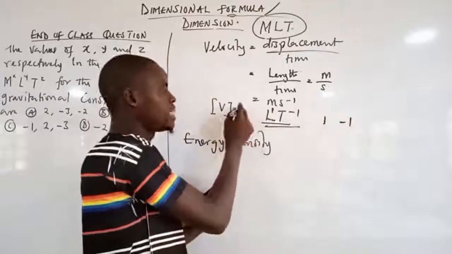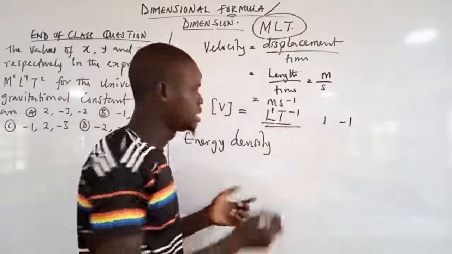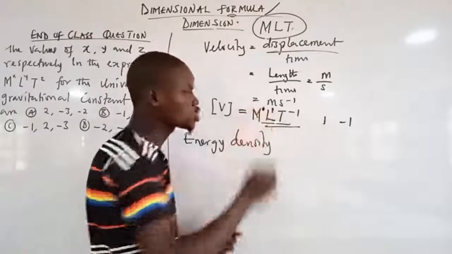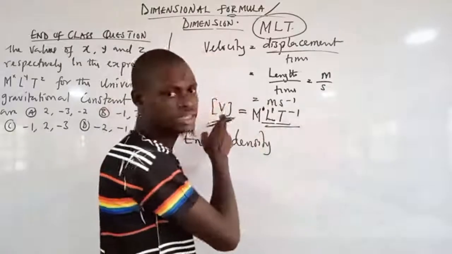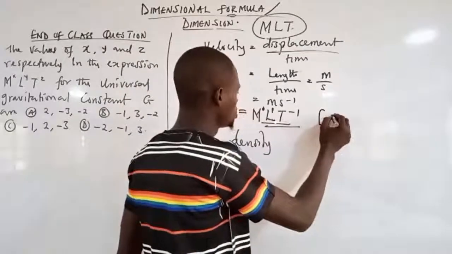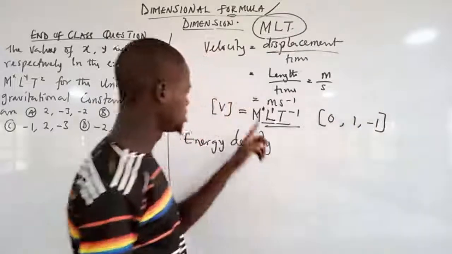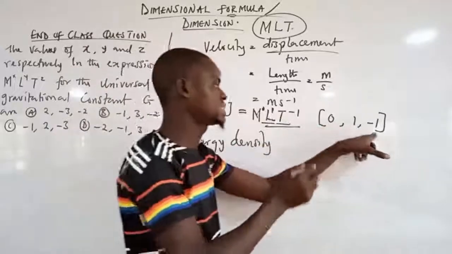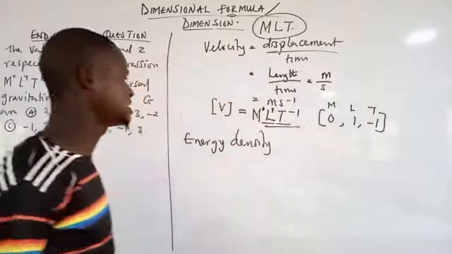But what about mass? This quantity, as you can see, does not contain mass. It simply shows that the dimension of mass in this quantity should be equal to 0. So here, the dimension of velocity should be 0, 1, minus 1. That is mass, length, and time.